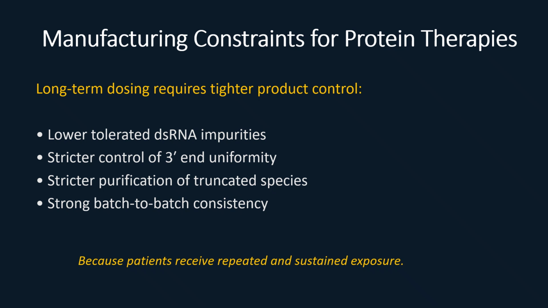If patients are dosed over and over, even small fractions of abnormal species can accumulate. And finally, manufacturing consistency becomes critical because each dose must behave the same as the last one. Otherwise, pharmacokinetics drift over time.